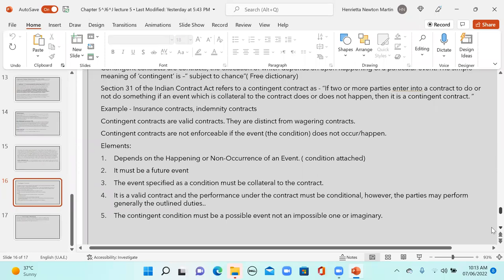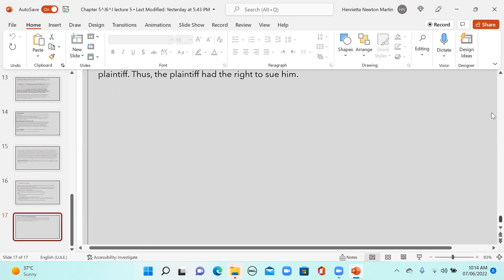Next, it must be a future event. The event specified as a condition must be collateral to the contract. Next, it is a valid contract and the performance under the contract must be conditional. However, the parties may perform generally the outlined duties. Practically speaking, the parties will perform the general outlined duties while getting ready for performing the contract, but the entire performance can really be executed only upon the happening or not happening of an event. Therefore, it is conditional. Next, the contingent contract must be a possible event and not an imaginary or an impossible event.